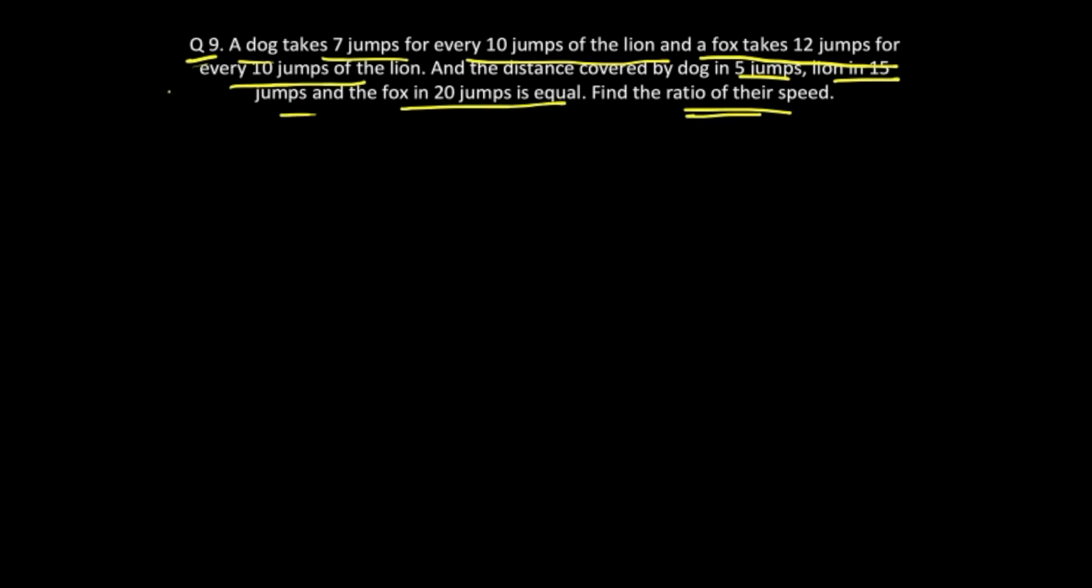So this type of question can be put in our miscellaneous type because it is involving the concept of speed as well as certain jumps. If you look at this statement, that the distance covered by dog in 5 jumps, lion in 15 and fox in 20, this concept is also involving a scenario of LCM probably. So we'll see how. So this type can be put in miscellaneous type, right?